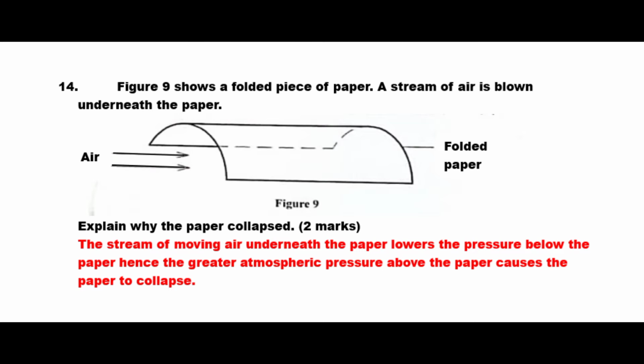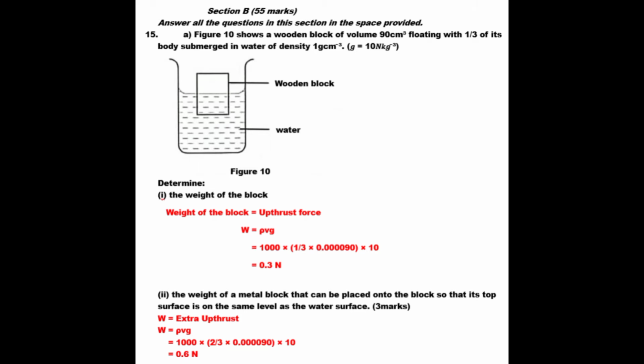So we go now to section B. This one has got 55 marks. So question 15a. Figure 10 shows a wooden block of volume 90 centimeter cubed floating with a third of its body submerged in water of density 1 gram per cubic centimeter. So we have a wooden block, volume 90 centimeter cubed. A third of its volume is submerged. Determine the weight of the block.